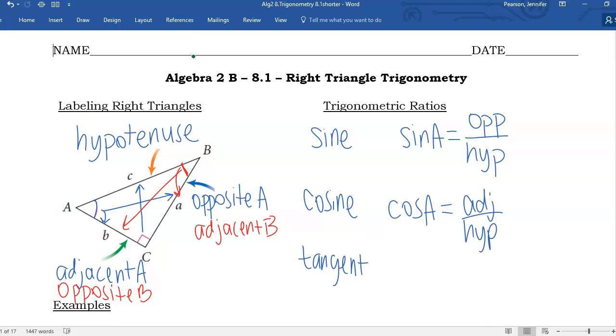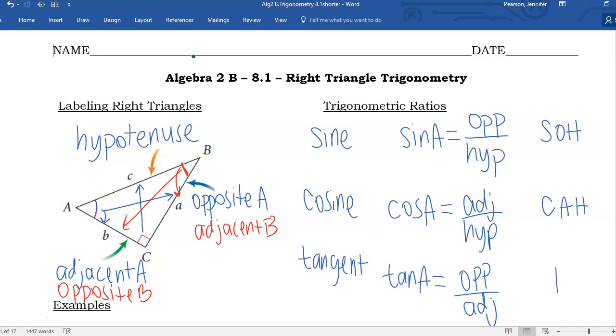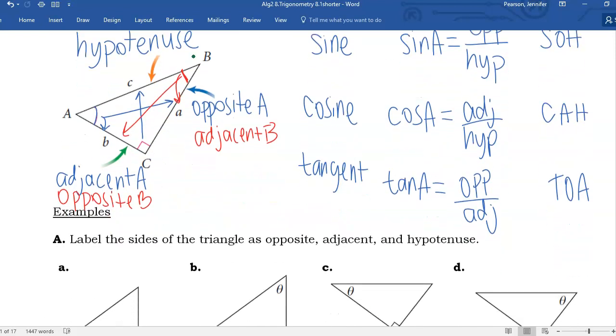And finally, tangent, we're going to abbreviate TAN. And we're going to define a tangent to be the length of the side opposite that angle divided by the length of the side adjacent to that angle. SOHCAHTOA is a device to help us remember those ratios. Sine is opposite over hypotenuse, cosine is adjacent over hypotenuse, tangent is opposite over adjacent, SOHCAHTOA. On to a few examples.